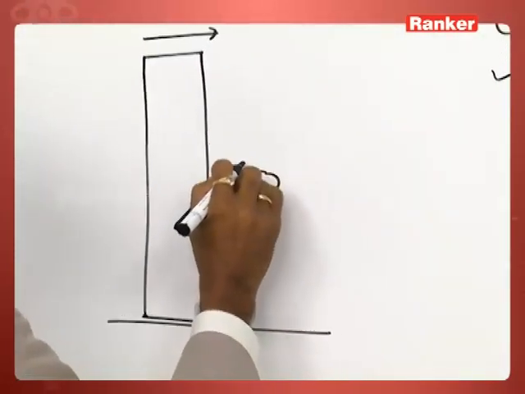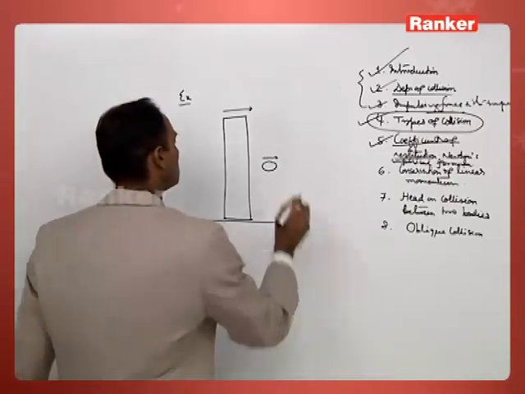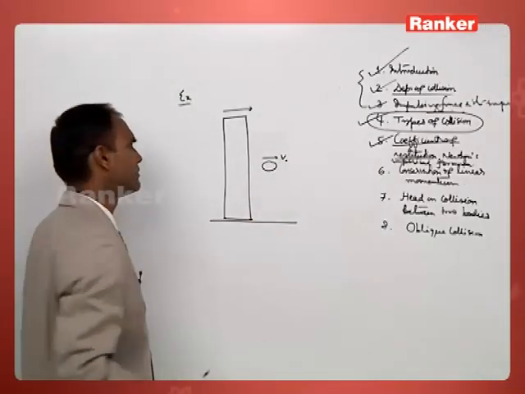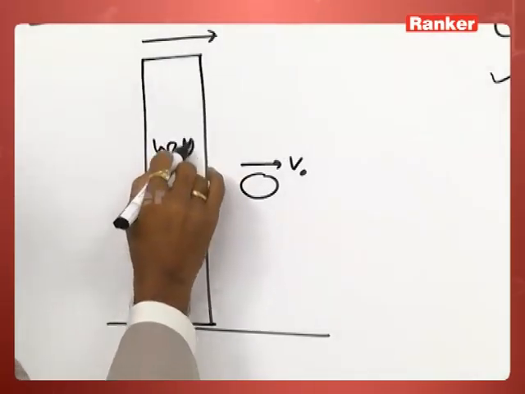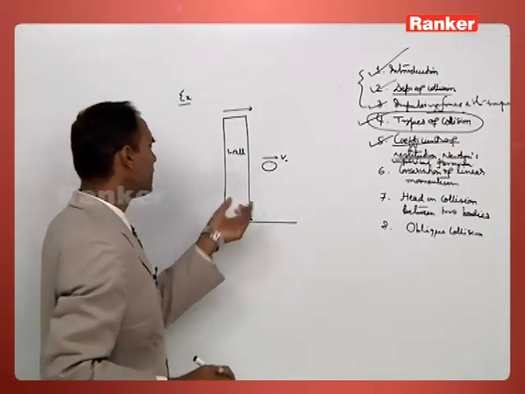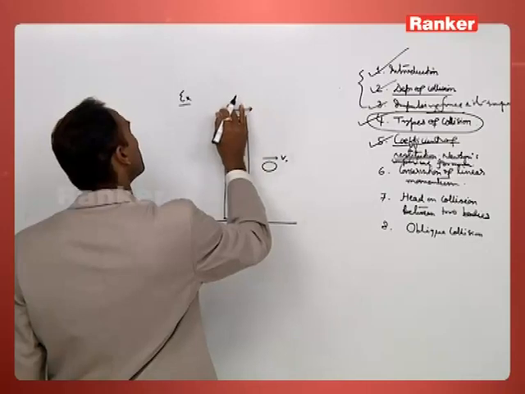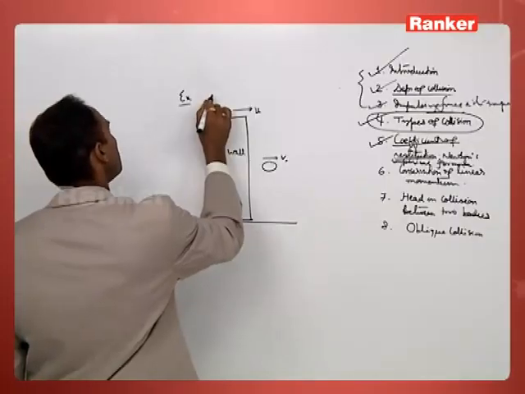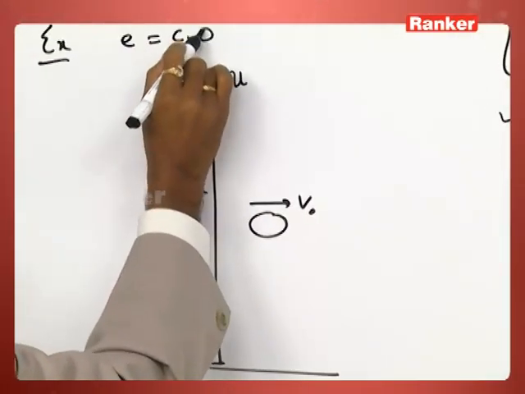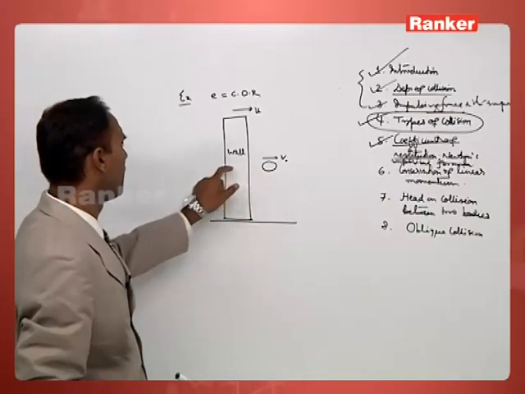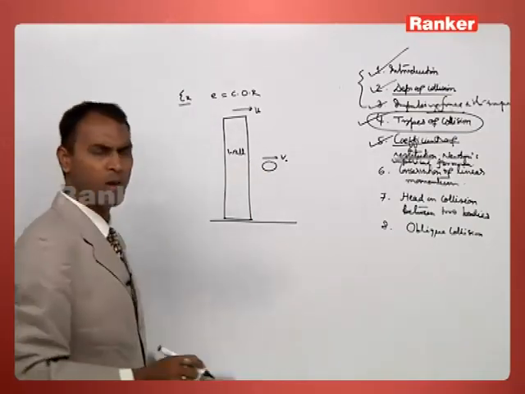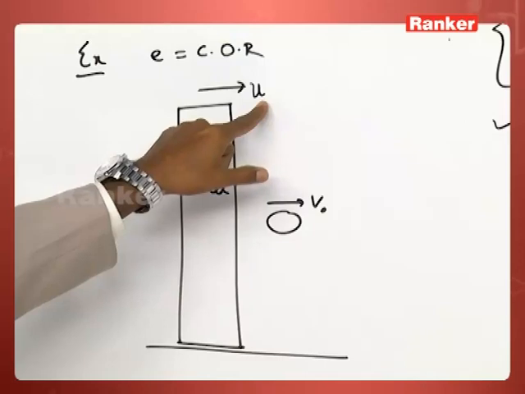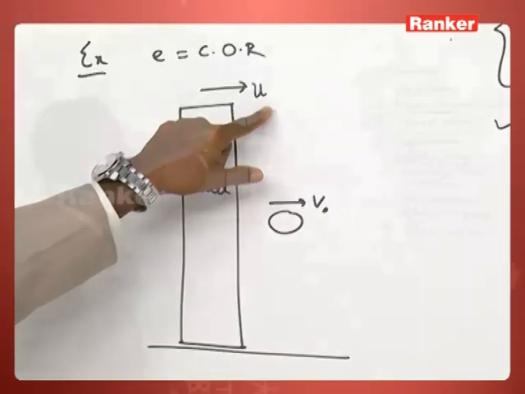Let the ball move towards the right with a velocity v naught, and this wall, which is very massive, keeps on moving with a velocity u. Find the coefficient of restitution of the collision between these two objects. Since the wall keeps on moving with the same velocity, just after the collision also its velocity will be equal to u.